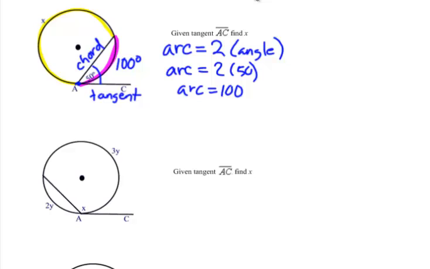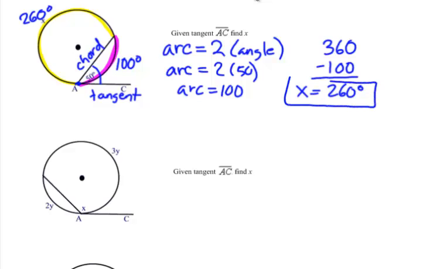Well, that's our purple arc. We still haven't found x, which is represented by the yellow arc here. But again, we know all the way around a circle is 360. So if we subtract 100 from 360, we get 260 degrees. And that's what x is going to equal. So I might just want to write x equals 260, identify that very clearly.